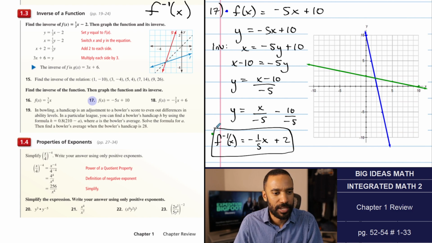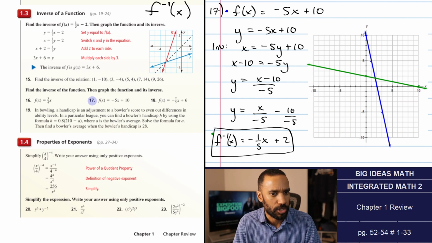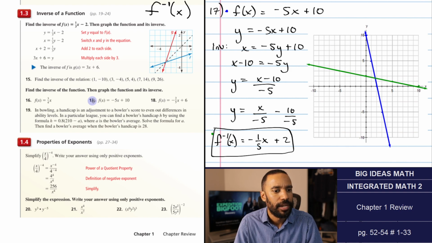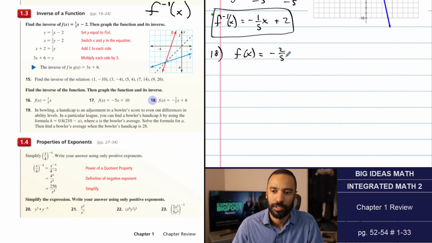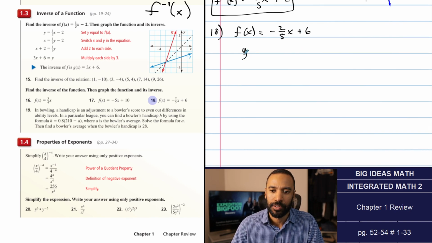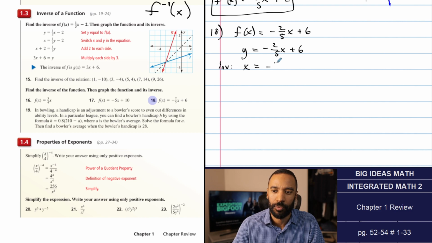All right, that's number 17. We don't have to do anything else with those, right? It's just graph, no domain, range, anything like that. Number 18. F of x equals negative 2/5 x plus 6. Okay, here we go. Turn into y equals... swap x and y, and then solve for y again.